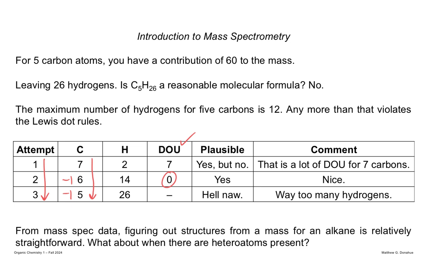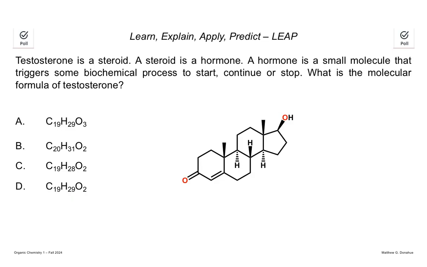And 5 is just, I think we can agree, ridiculous. I mean, you should be able to understand from what you know of carbon bonding that 26 hydrogens is just way too many. So it's a ludicrous claim here. And so we ended up with C6H14. Any questions?